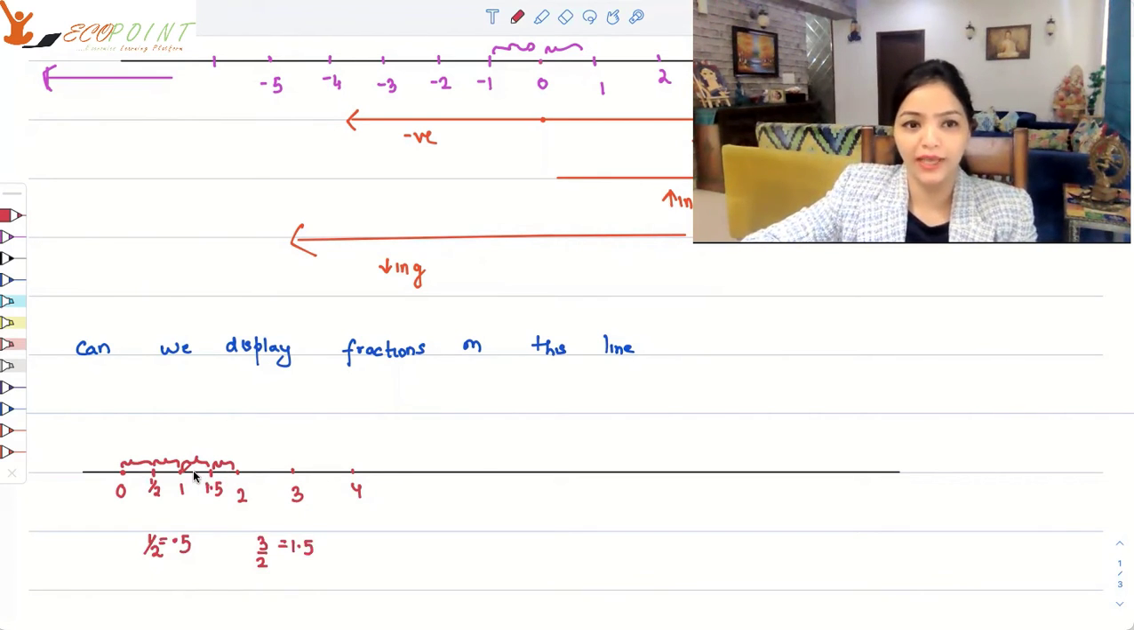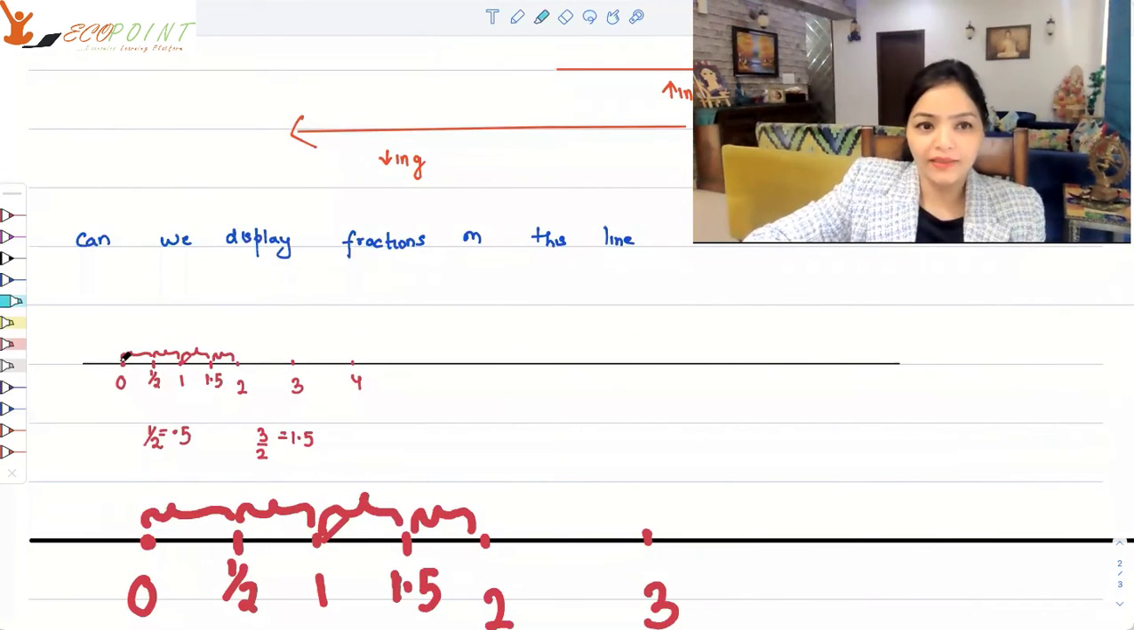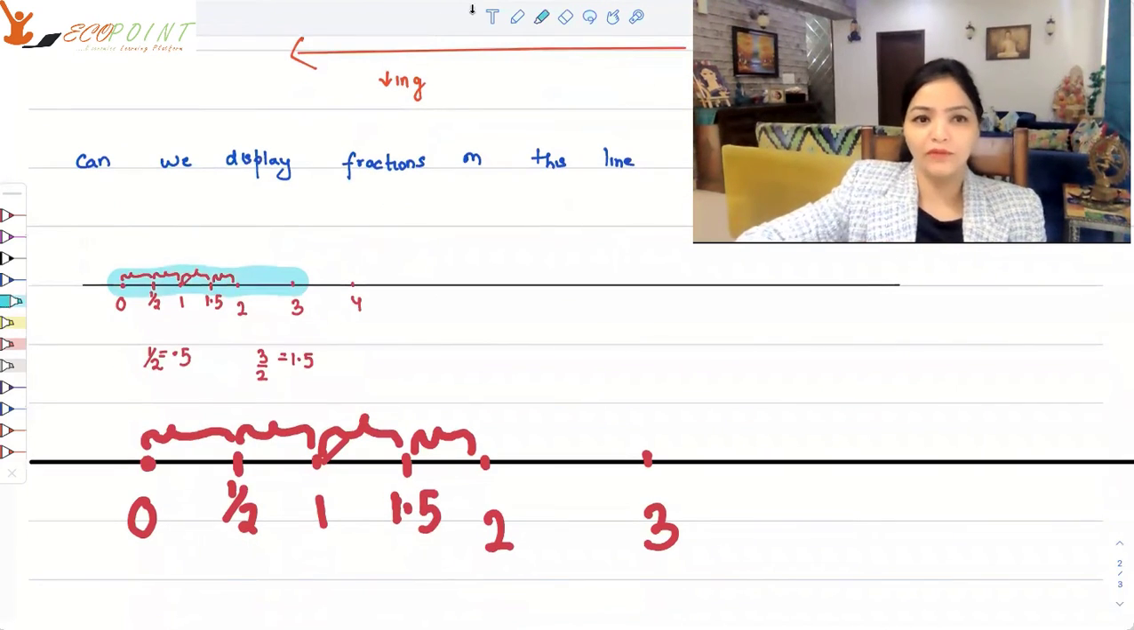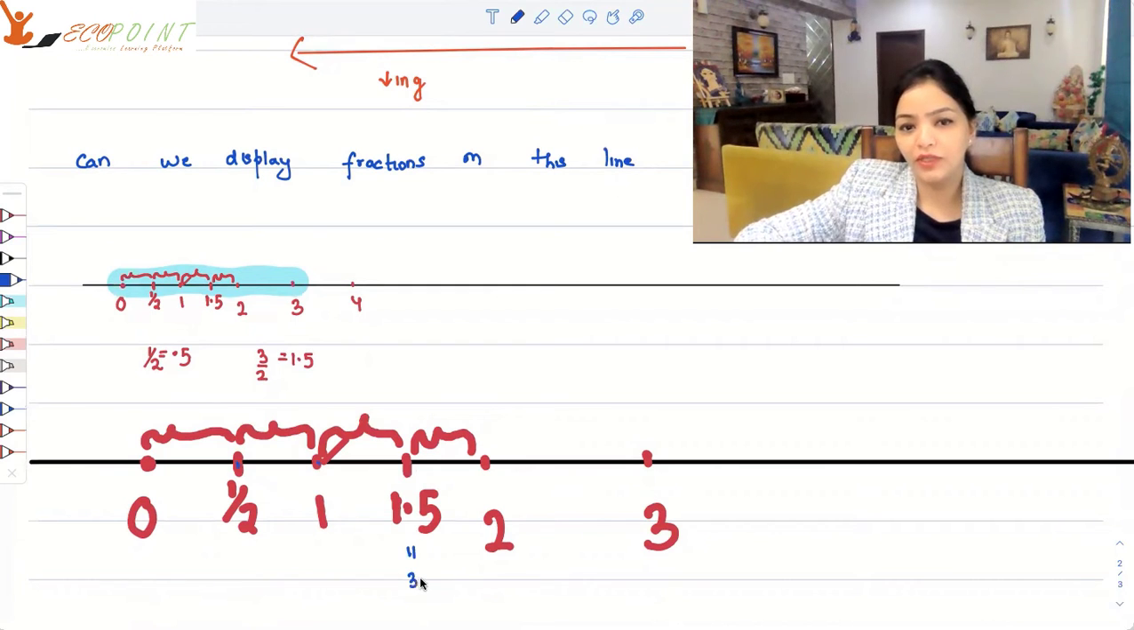So what have we done? We have located 0.5, we have located 1.5, and so on. We can keep on going, right? Now let me just highlight this part. So this is what we have. Half is here, 1 is here, 1.5 is here. Now 1.5 is actually 3 out of 2. You are displaying the fraction 3 out of 2.